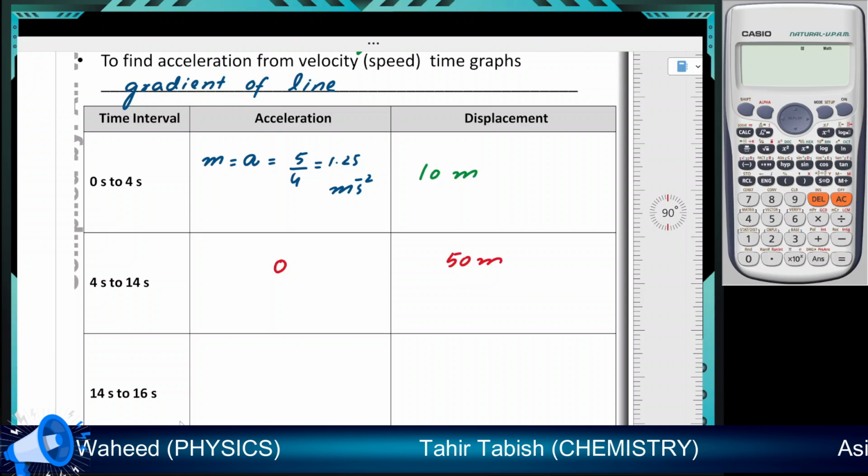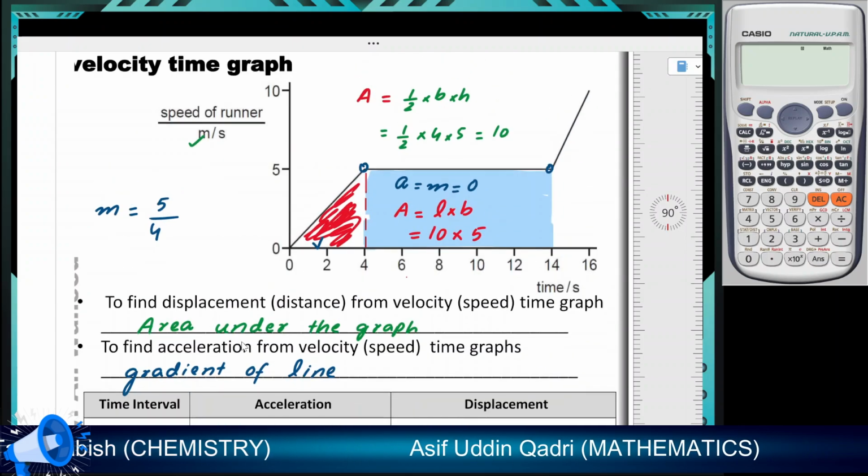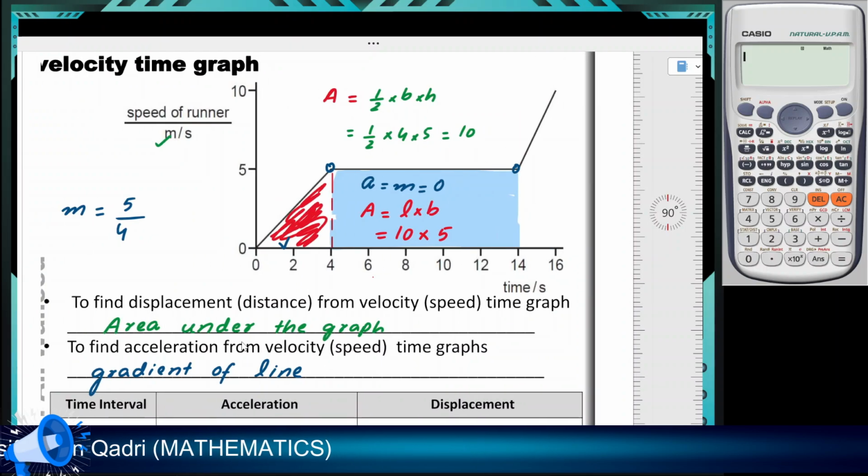Let's take a look at the next part, from 14 to 16 seconds. Now this one is slightly tricky and many of the students make mistakes in that. From 14 to 16 seconds, you need to find two things.